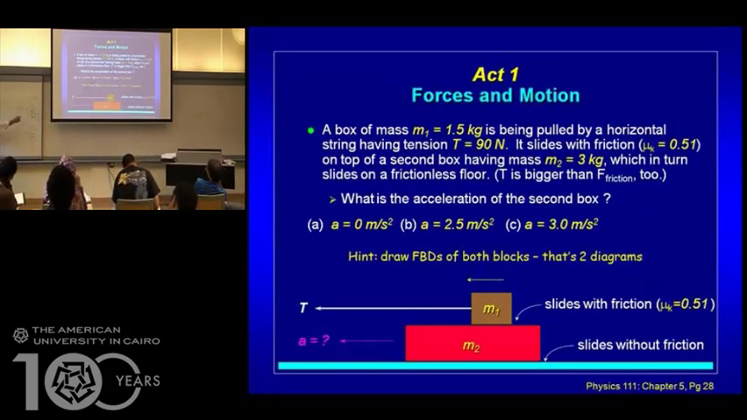We know that if you take, for example, the sum of the forces along the x-axis equal to mass times acceleration, and you write that equation, you will get T minus frictional force equals mass times acceleration for object number 1. Only number 1. No friction, right?